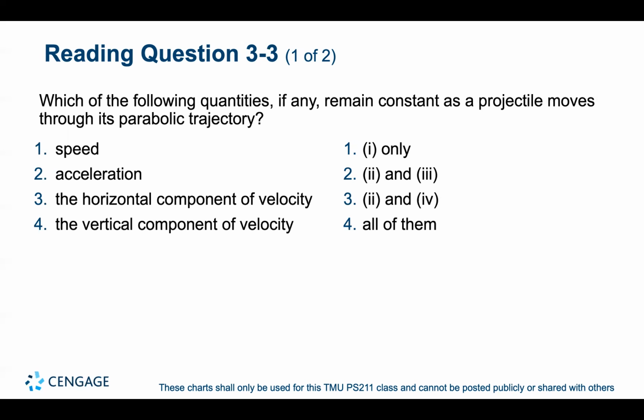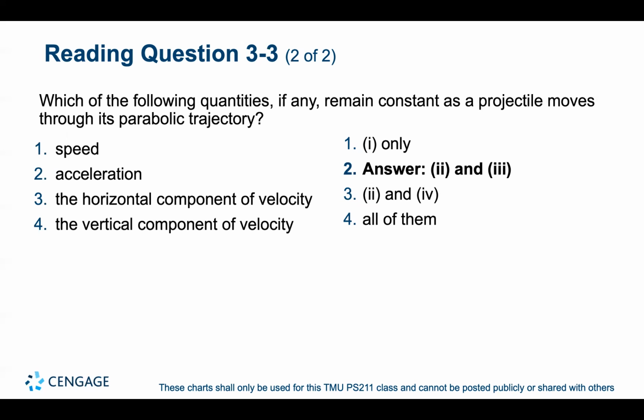So for this question, which of the following quantities, if any, remains constant as a projectile moves through its parabolic trajectory? And so the answer to this is 2 and 3. So acceleration and the horizontal component of velocity. That's what they're claiming would be the case for a projectile moving in a parabolic trajectory.